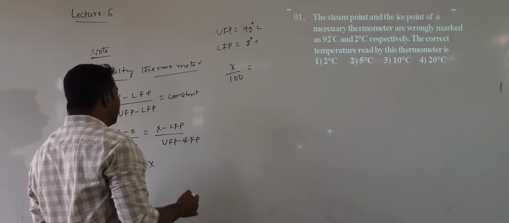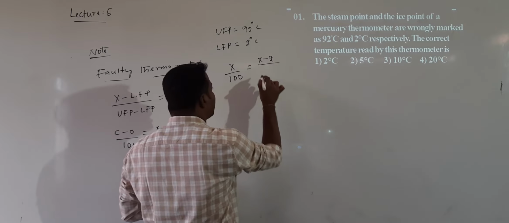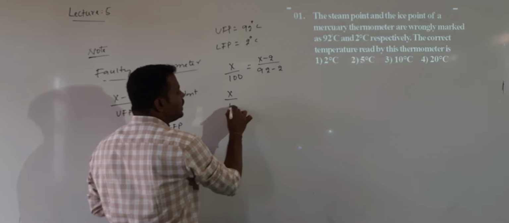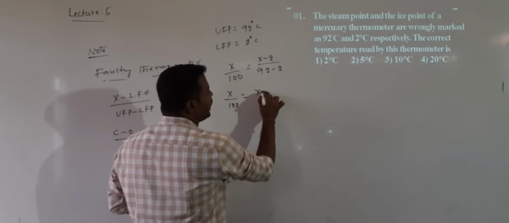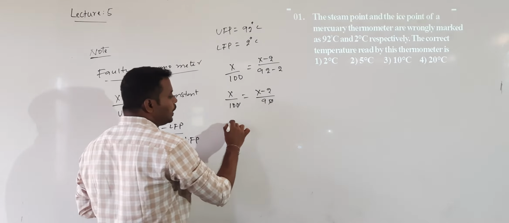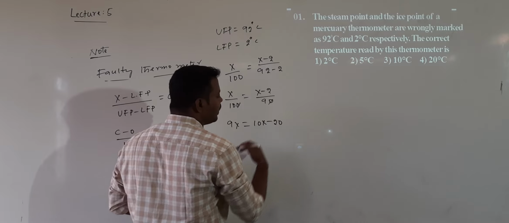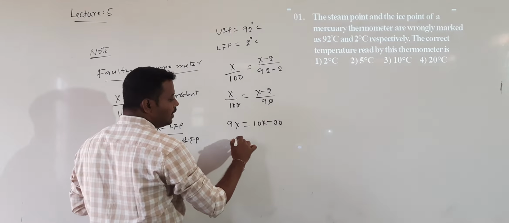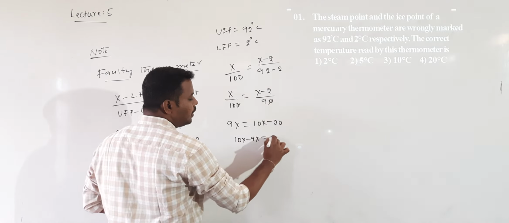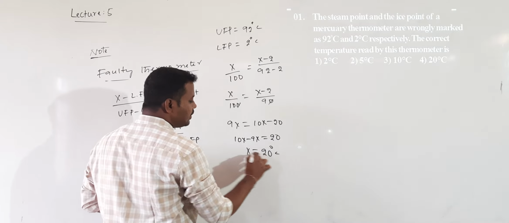So x divided by 100 will be equal to x minus 2 divided by how much now? 92 minus 2. Then what do I get? x divided by 100 will be equal to x minus 2 divided by 90. The zeros cancel. Cross multiply. 9 into x is equal to 10 into x minus 20. Then sending this side, what do I get? 10x minus 9x will be equal to 20. So the x value is equal to 20 degrees Celsius.